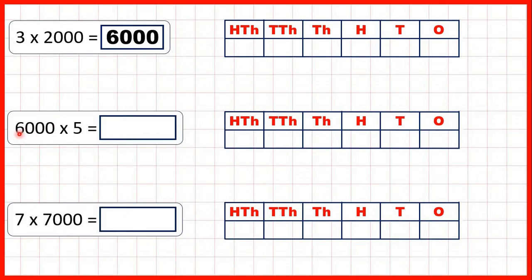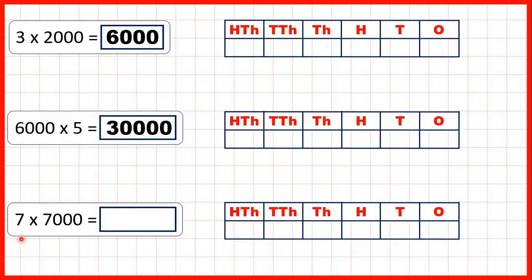Now we have 6,000 times 5. That's 30,000, because 6 times 5 is 30, but after we've multiplied the non-zero digits, we need to count the zeros in the question. We have 3 end zeros in the question, so we need to write 3 end zeros in our answer after the 30. Now it might look like this 0 here is an end 0, but remember, we got this 0 here because 6 times 5 is 30. If there's 3 end zeros in the question, we need to write 3 end zeros after we've multiplied the non-zero digits.